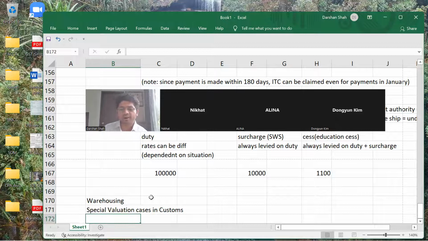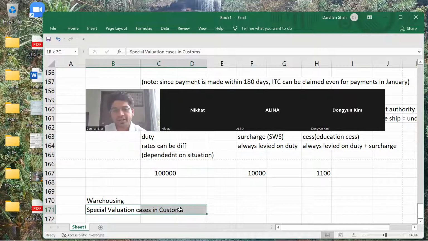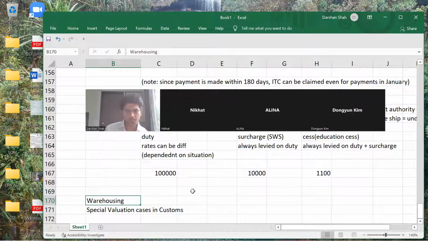Normal valuation we did yesterday: assessable value, BCD, SWS, and IGST. Some special valuation cases are also there, and we'll do that and warehousing tomorrow. So don't miss this. Special valuation cases might come in the practical problems and warehousing will come in theoretical questions.